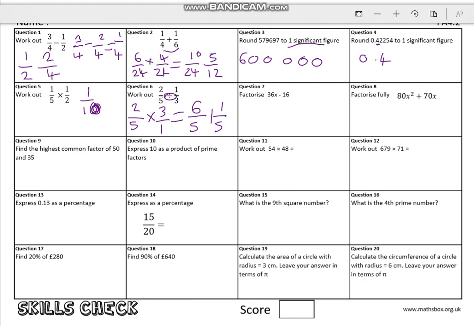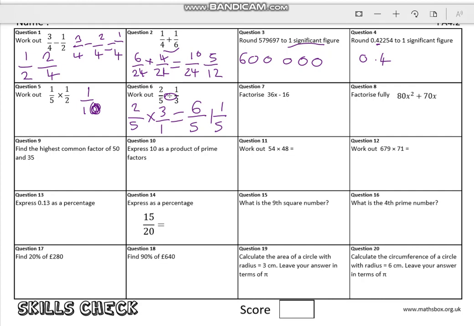Okay, so for this one, we are looking to factorize, so hopefully you remember that factorizing means putting some brackets in. So we've got to find a common thing between these two sections here. So we need something that goes into both of them. So in this case, something that's common between both of them would be the number 4. So 4 obviously goes into 36 9 times, and 4 goes into 16 4 times.